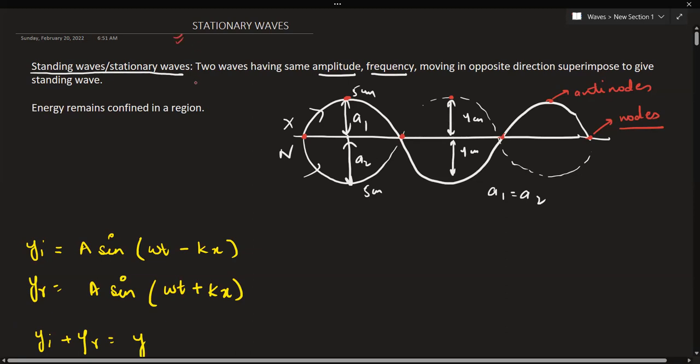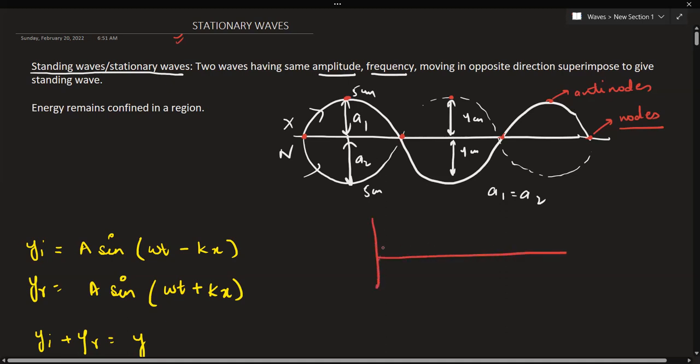The disturbance is confined to a particular region between the starting point and the reflecting point of the wave. And also the disturbance does not move forward or backward. The disturbance is not transferred from one particle to another particle. All right. And then we have nodes, we have antinodes. All the particles except for these nodes will execute SHM about their mean position with the same time period.